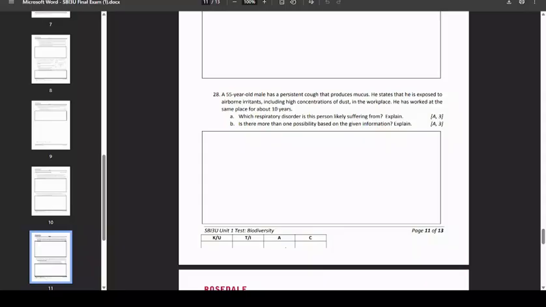So, we learned this. This person is likely suffering from chronic bronchitis. This is characterized by a persistent mucus-producing cough lasting for months or years. It's caused mainly by long-term exposure to irritants like dust, or if this guy is a heavy smoker. Yes, there's most definitely more than one possibility.